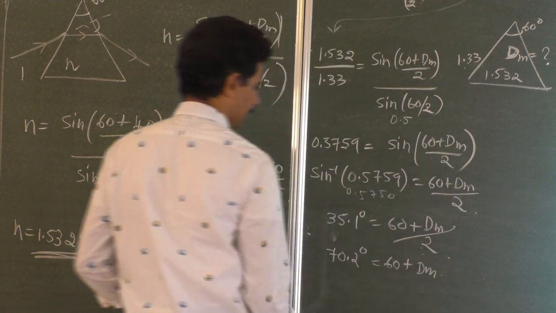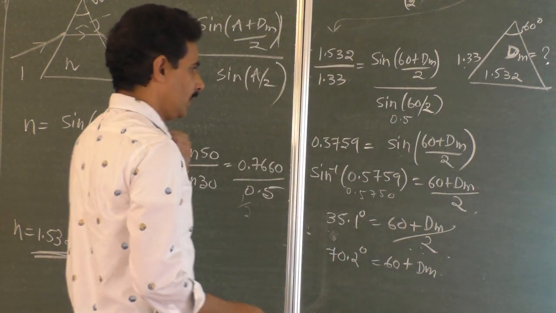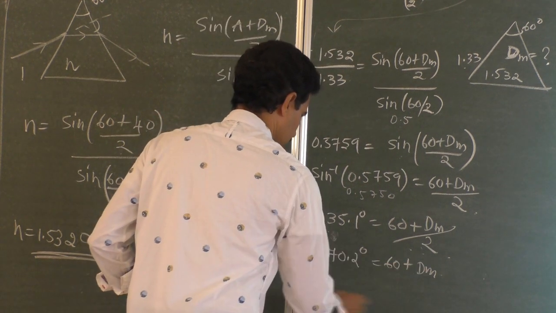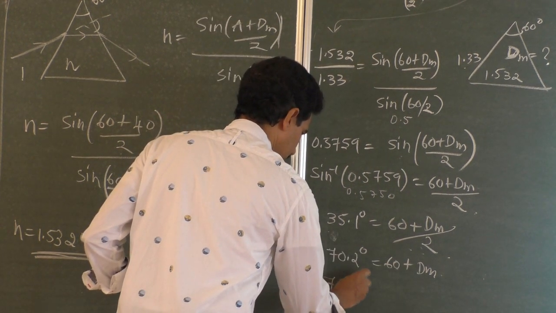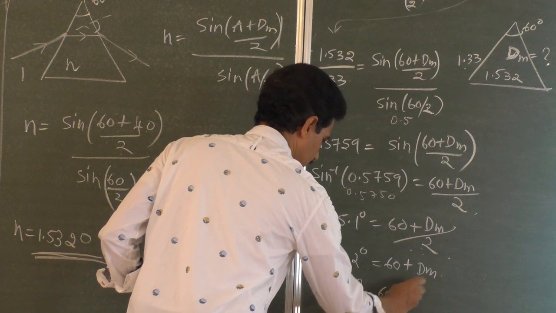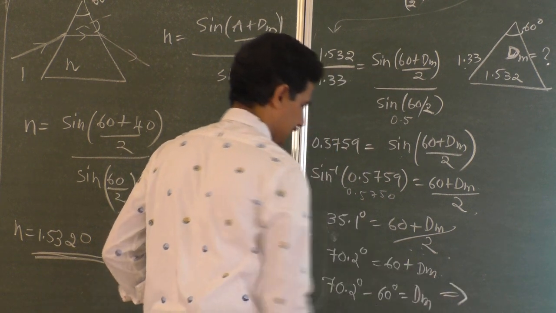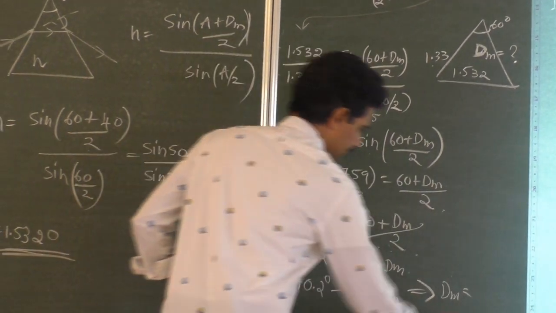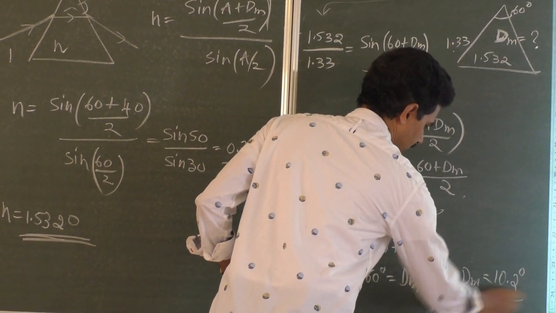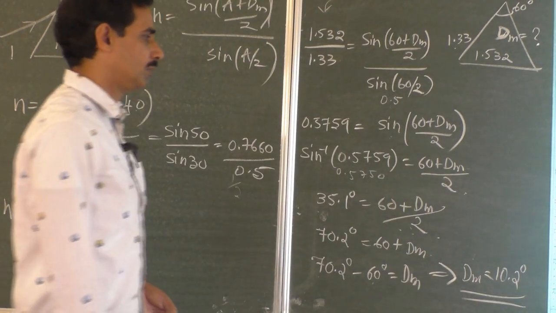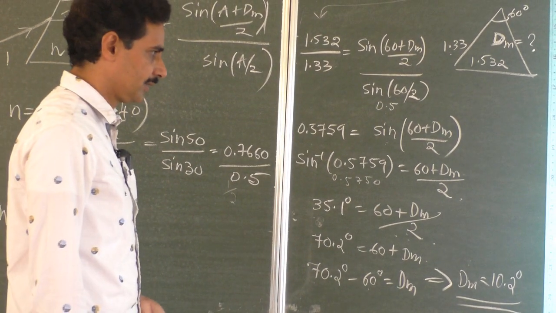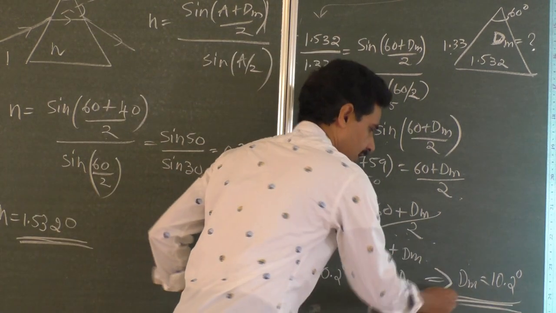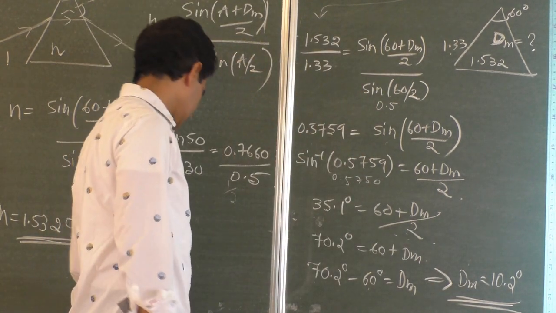60 plus dm, the 2 I have brought it here. So dm is equal to 70.2 degree minus 60 degree. That implies dm is equal to 10.2 degrees, it has got extra 10.2 degrees. You have the same answer almost. It is 10 degree 20 minutes, it is written 10.3 degrees. If you divide 20 minutes by 60, you will get 0.3, but this is the nearest one. This is enough for us. 10.2 degrees, that is the answer.